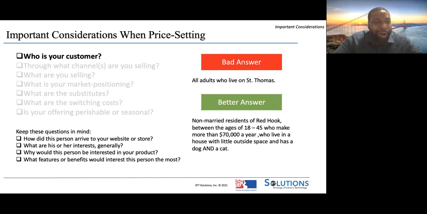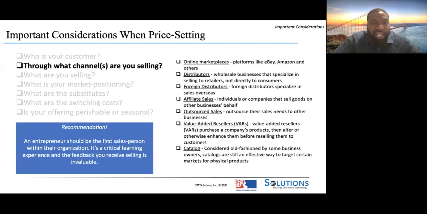Please speak up. Then you have to consider what channel you're selling to, right? We talked about this a little bit before. There's online marketplaces, there's retail sales, catalog sales. You have to consider what the norms are of that medium when you're crafting your marketing campaign.